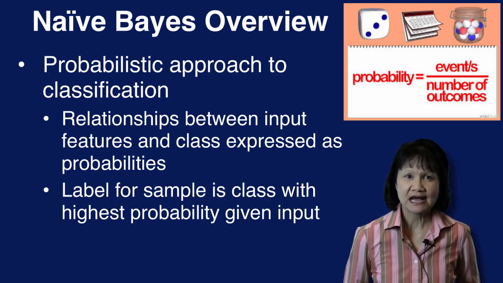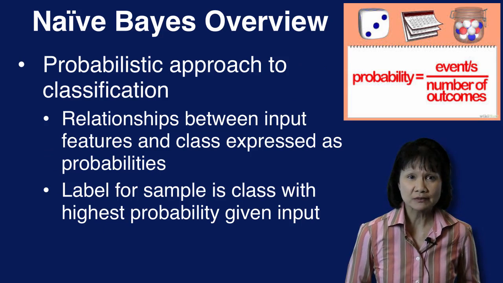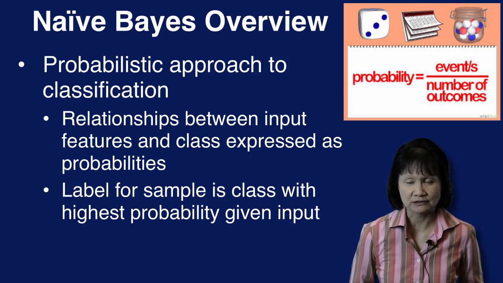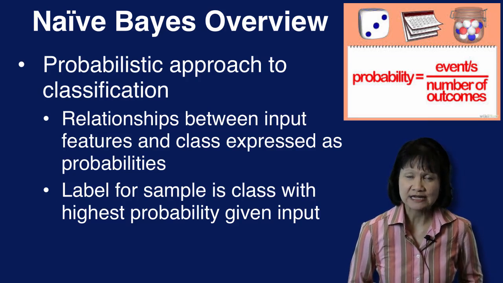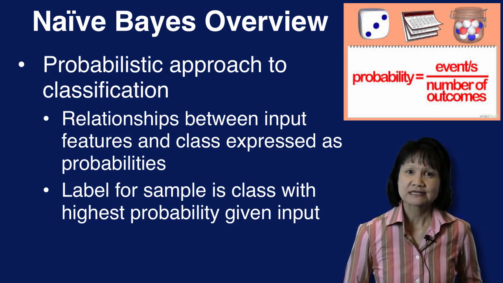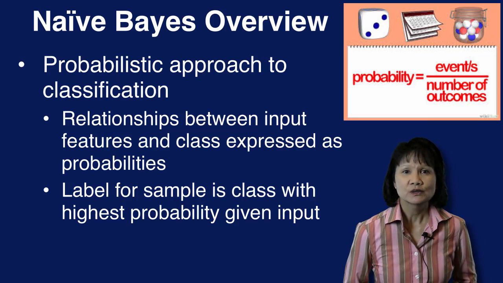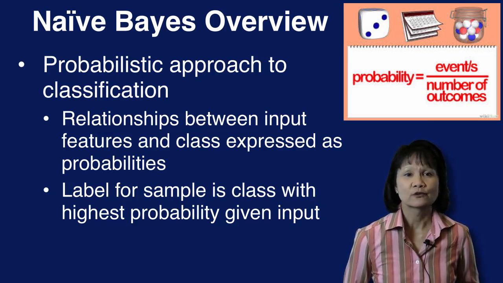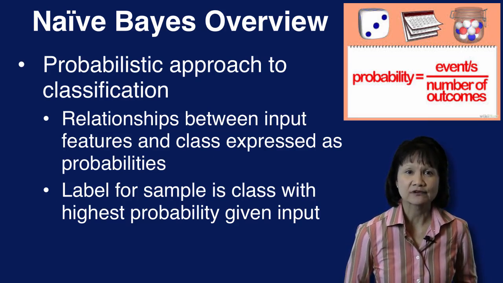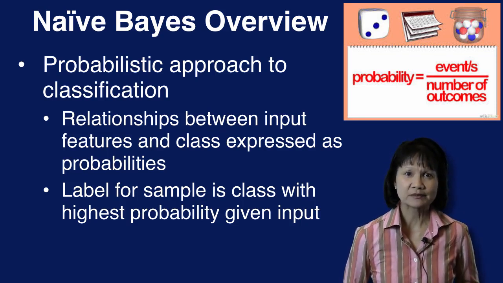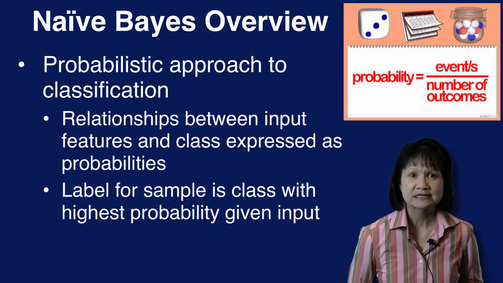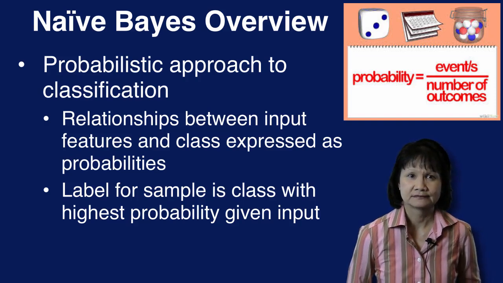A naive Bayes classification model uses a probabilistic approach to classification. What this means is that the relationships between the input features and the class is expressed as probabilities. So given the input features for a sample, the probability for each class is estimated. The class with the highest probability then determines the label for the sample.